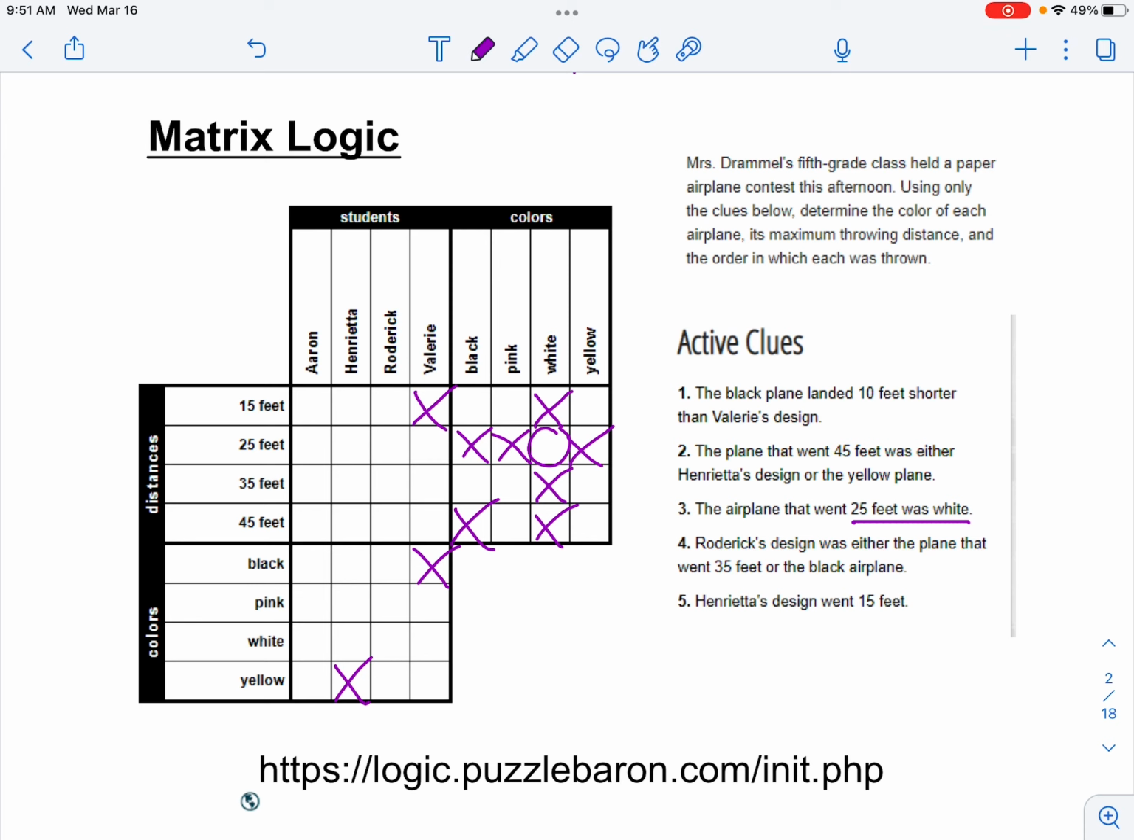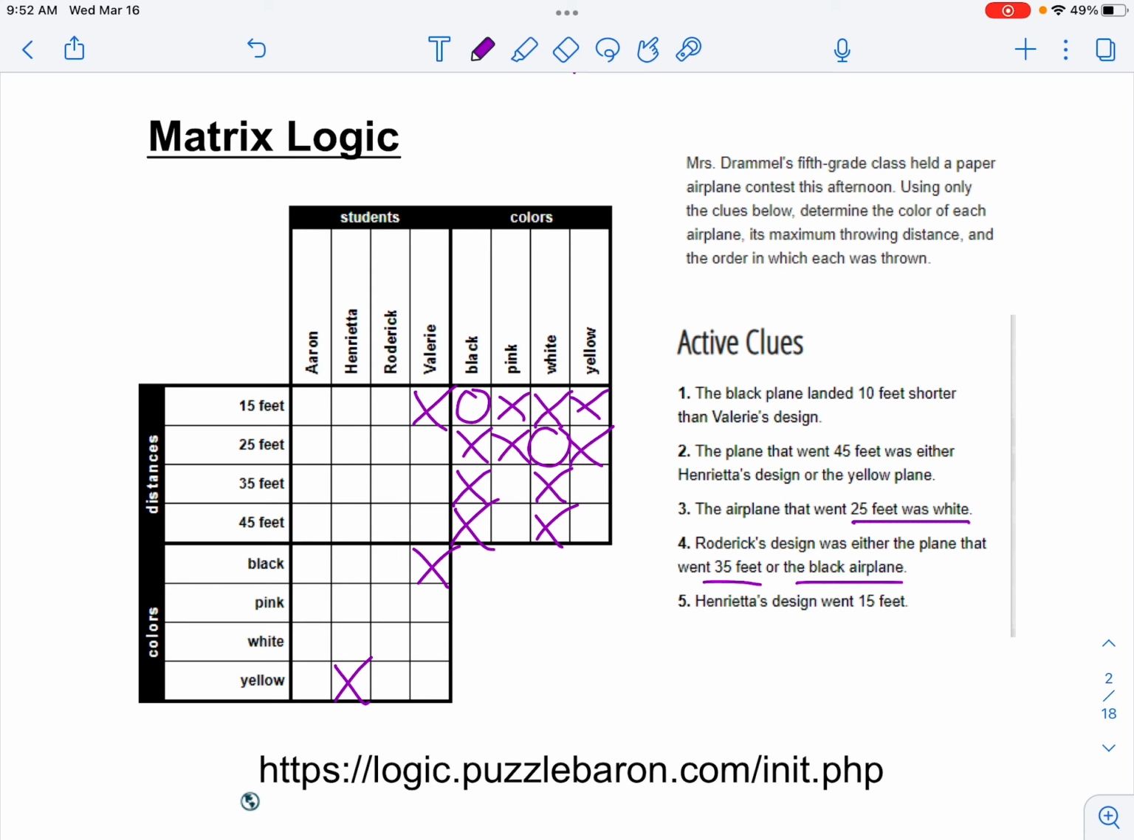Roderick's design was either the plane that went 35 feet or the black airplane. So we know 35 was not black, because it's one or the other. Now look at the black column. We know there's only one left. That means black must be 15, which means we can X across now. Pink is not 15 and yellow is not 15. All right, so we'll circle back to that clue later as well.